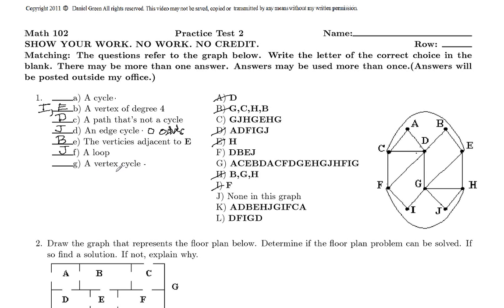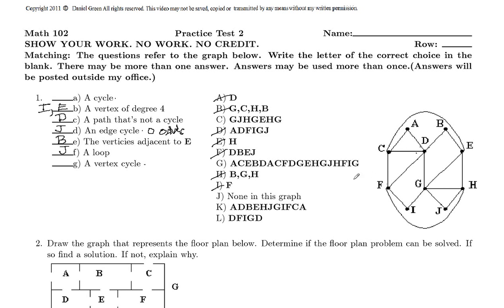A vertex cycle. So we want to hit every vertex. Well, let's see here. This is not a vertex cycle. D, B, E, and there's not even an edge from E to J. That's nothing. This long one has a chance of being a vertex cycle. A, D, B, E, H, J, G, I, F, C, A. So A to D to B to E to H to J to G to I to F to C and back to A. So that just kind of goes around the outside here.